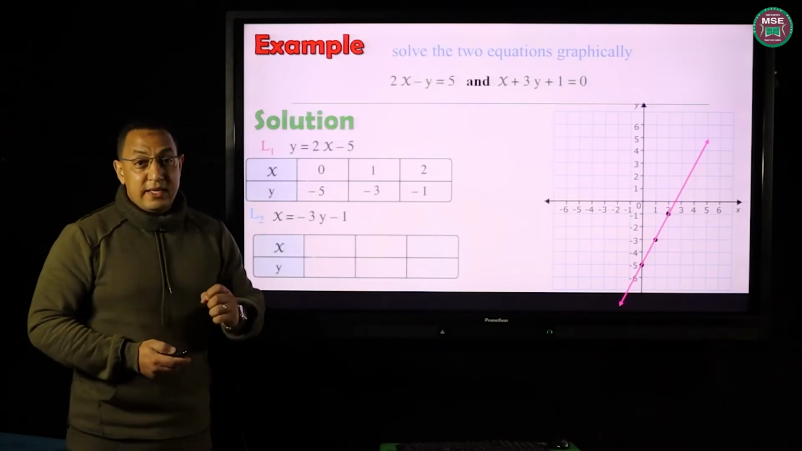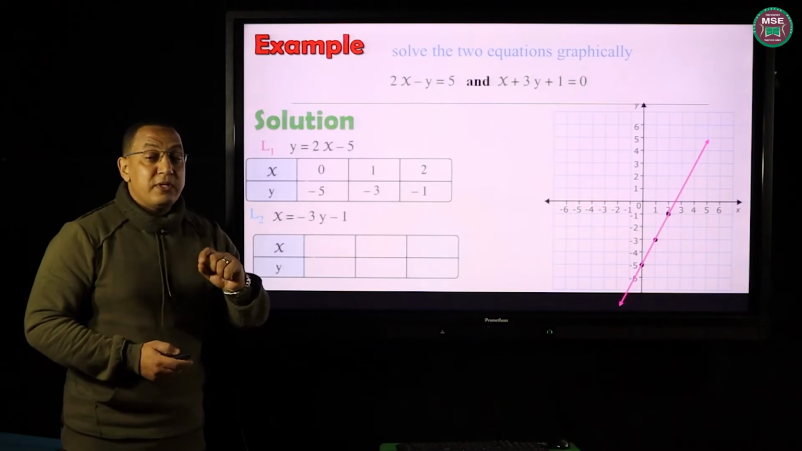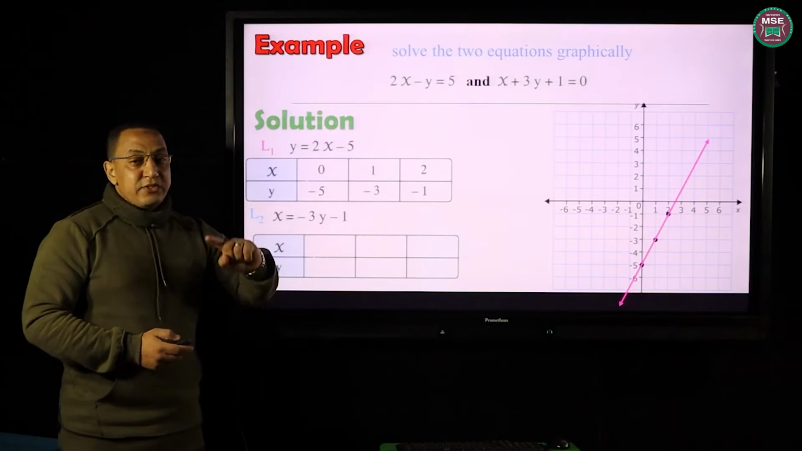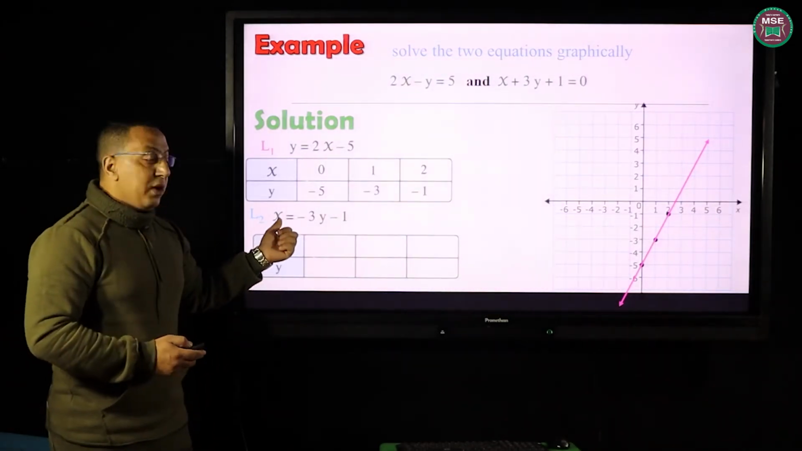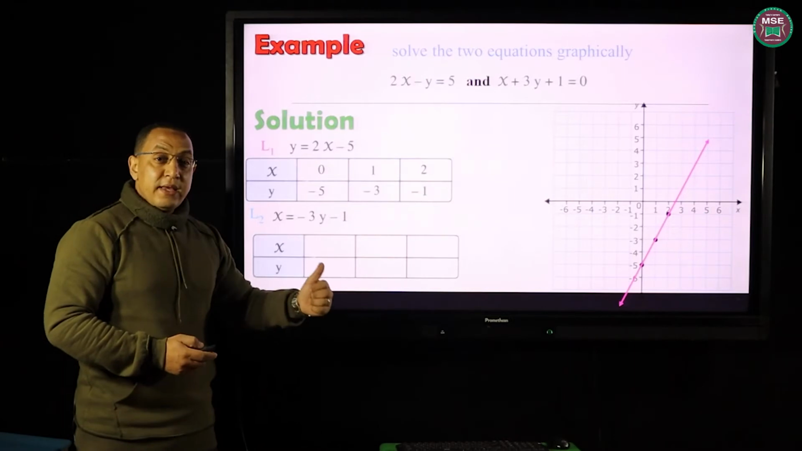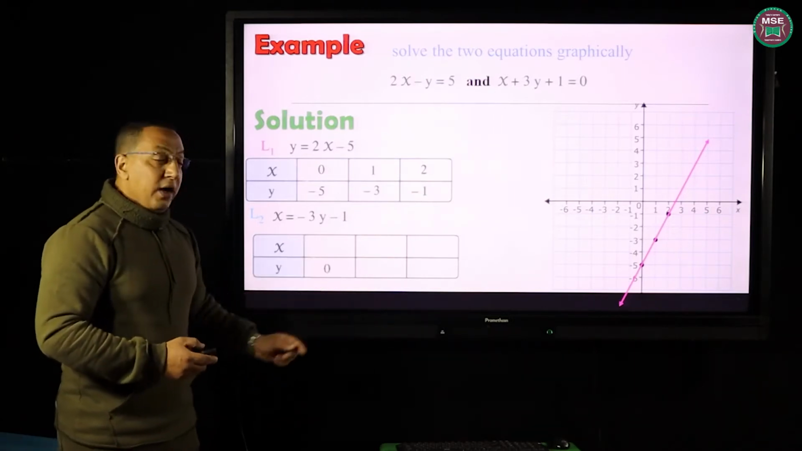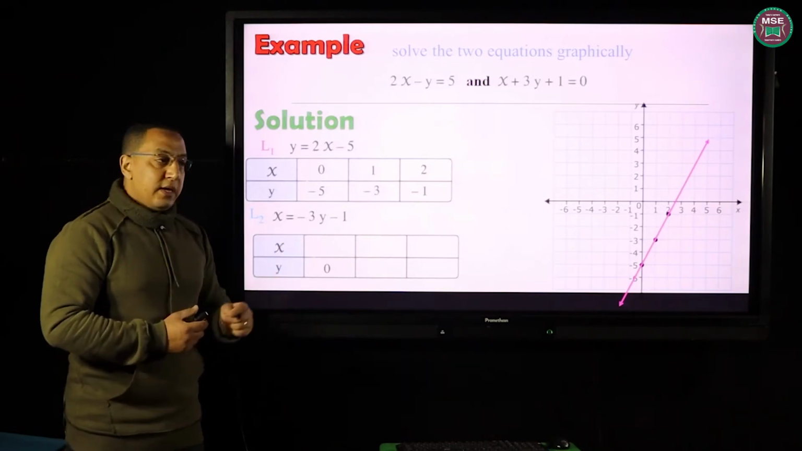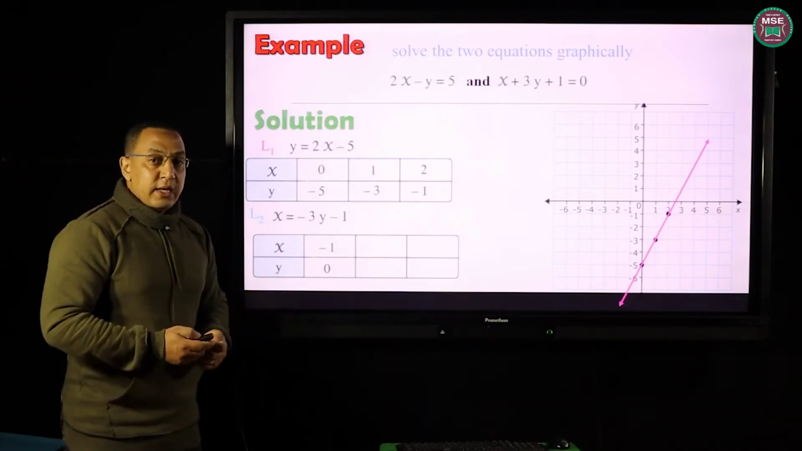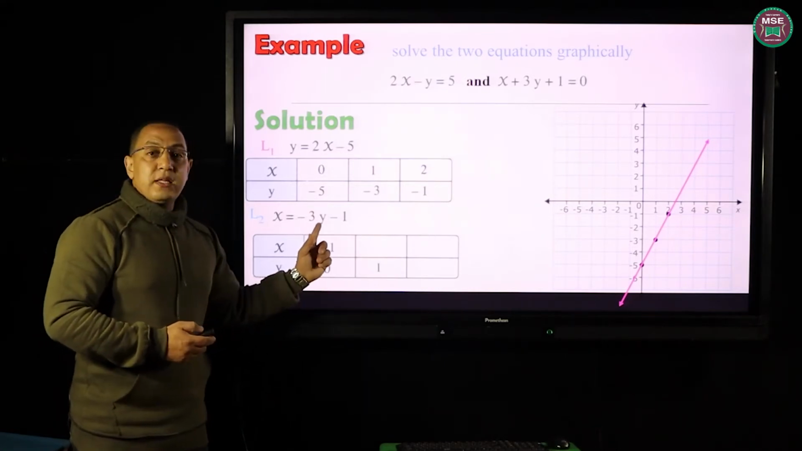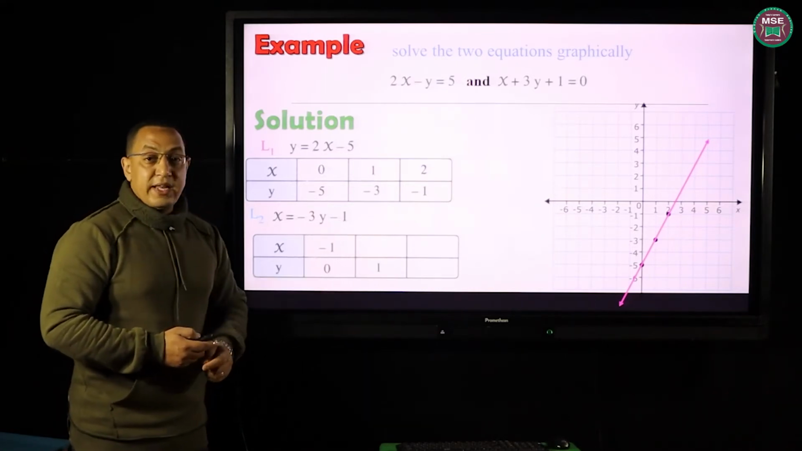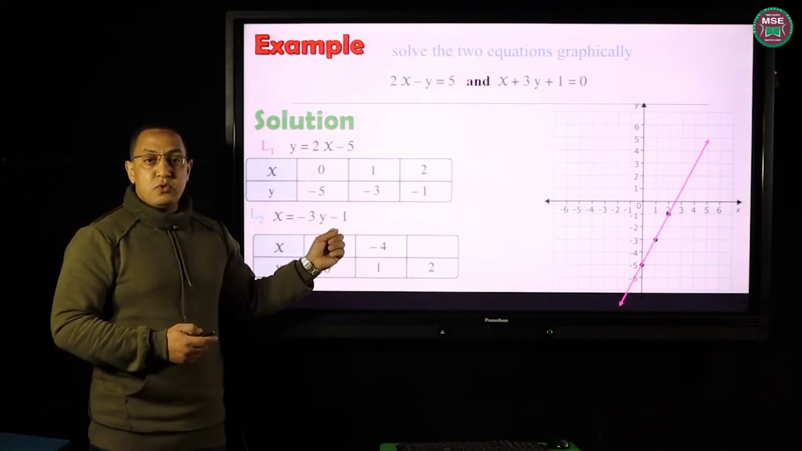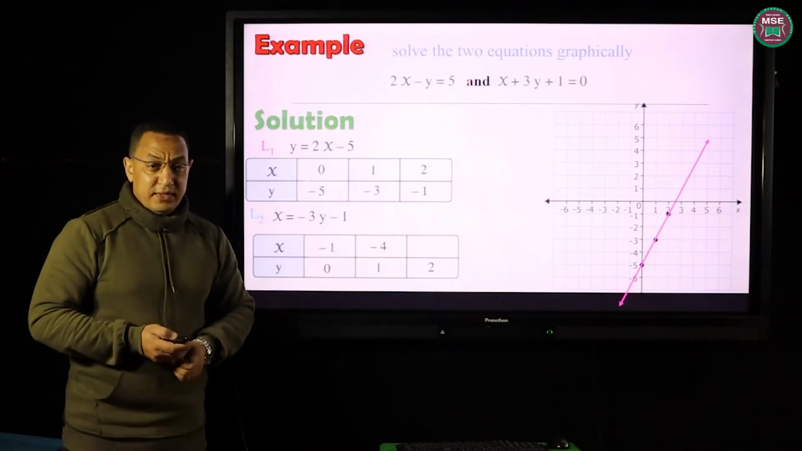Here I'm going to write the table, but now I'm going to put values in place of y, because this equation is x in terms of y. So I'm going to write in place of y 0, 1, and 2. If y equals 0, negative 3 times 0 minus 1 equals negative 1, so x equals negative 1. If y equals 1, negative 3 times 1 minus 1 equals negative 4. If y equals 2, negative 3 times 2 minus 1 equals negative 7.